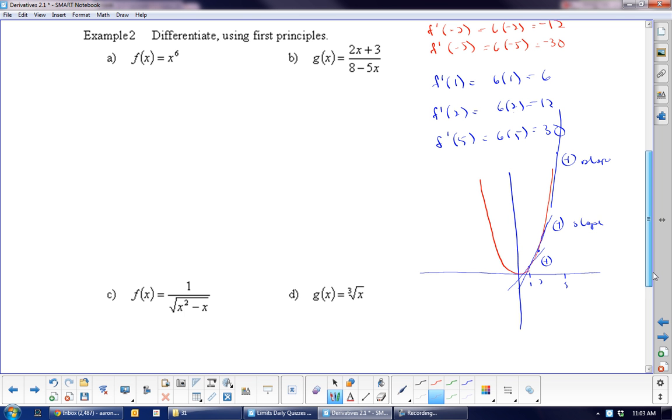At negative 1, we would have this slope, right? At negative 2, we would also have a negative slope. And then at negative 5, again, a very steep slope.